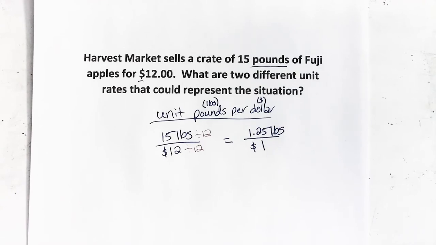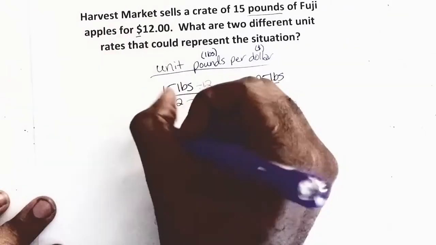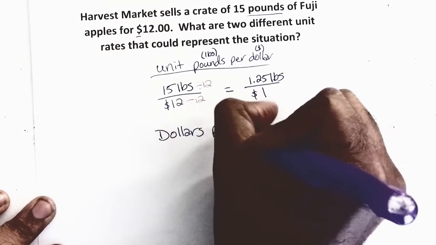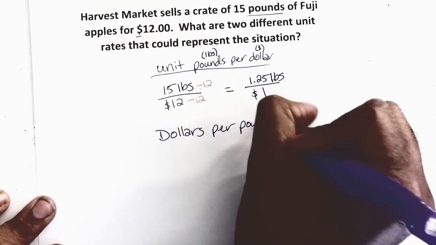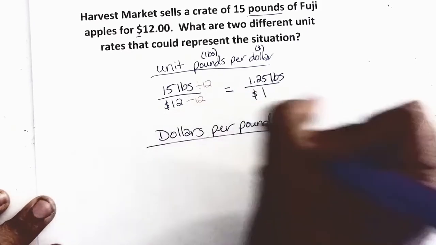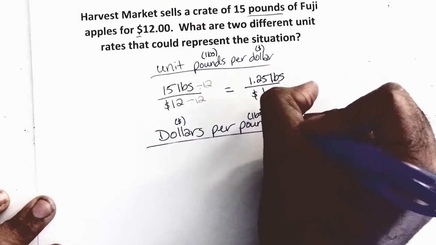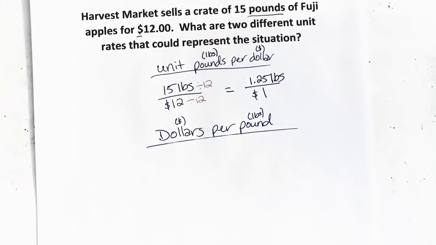It means that we can get 1.25 pounds of Fuji apples for $1 at the harvest market. So I want you to take a moment to find the unit rate for dollars per pound. We're going to use the same abbreviations. I'm going to give you a second to get started.